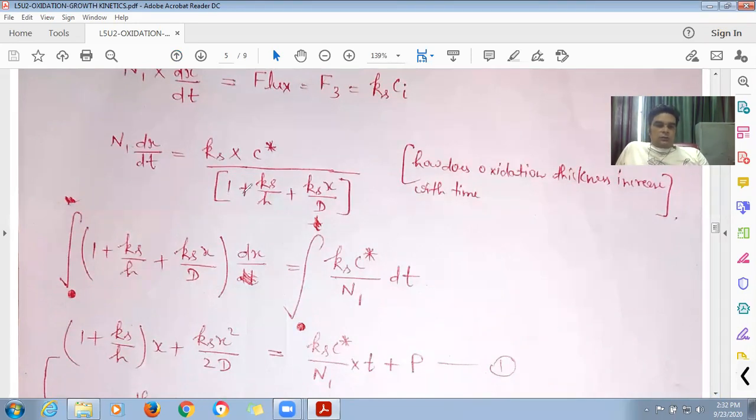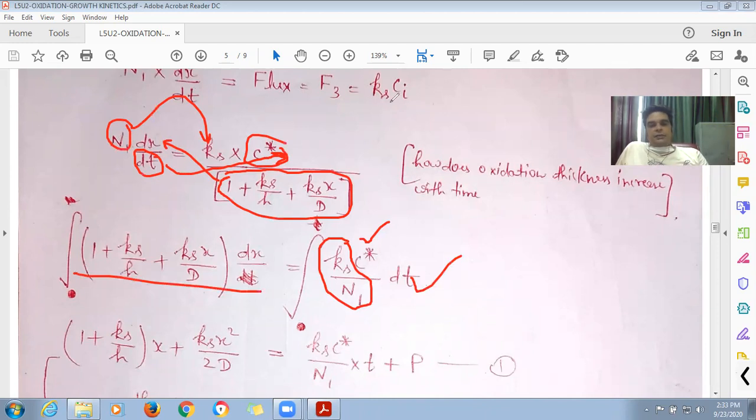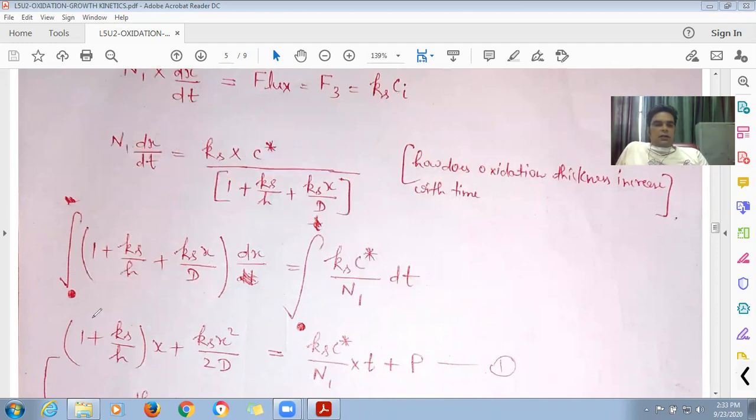Just take this term to the left side and put this dt on the right side. Again put this N1 in the denominator of Ks. So you will have Ks upon N1 into C star times dt equal to dx. If I integrate this, I will get (1 + Ks/h) x + Ks x^2/2D = Ks C star/N1 t plus some integration constant.